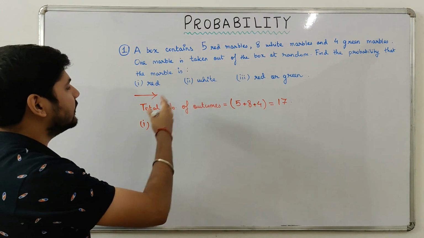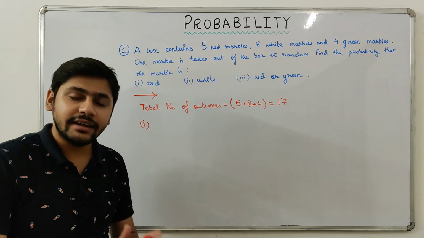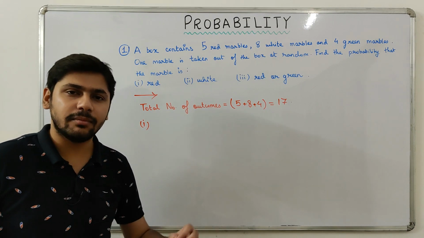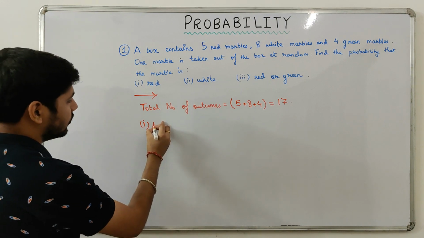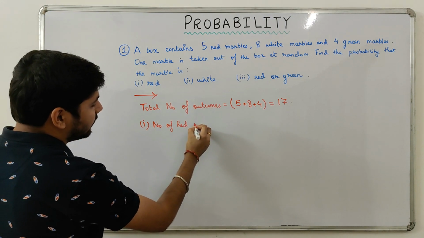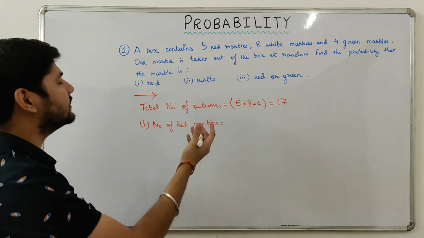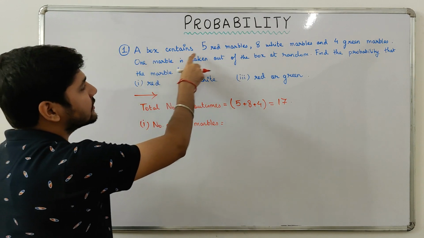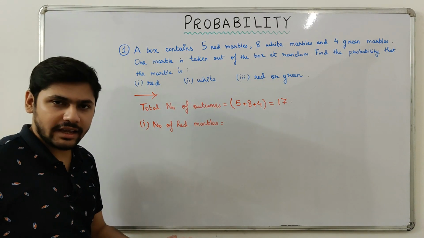Find the probability that the marble is red. Now to find this, we need to find the total number of red marbles which are present in the box. So, number of red marbles. In the question, it is given that a box contains 5 red marbles. So the number of red marbles is equal to 5. Simple.